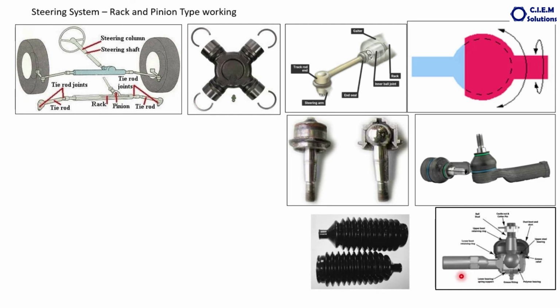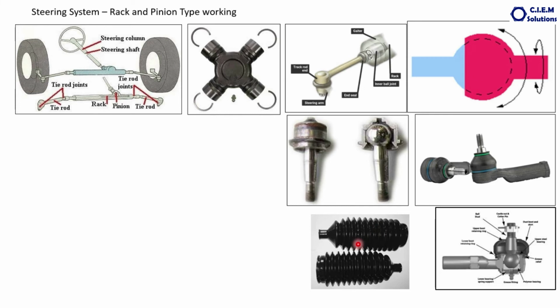There are rubber boots provided here to protect the inner components from dust. This avoids the entry of dust from outside into the inner rack, because the rack and pinion are always engaged and lubricated with grease. If dust goes inside, they will wear out very fast. Same with the ball joint also. So to protect these components from dust, that's one job.